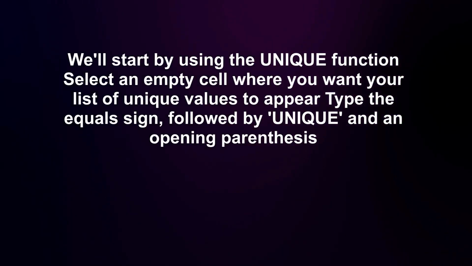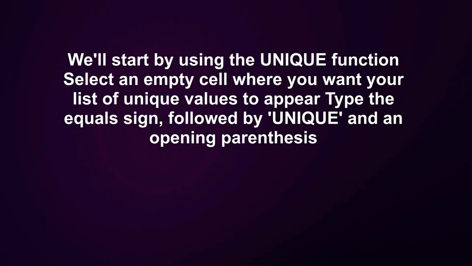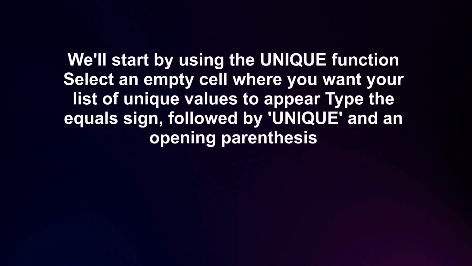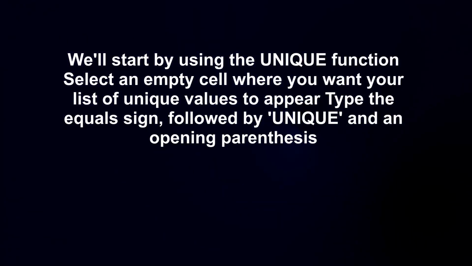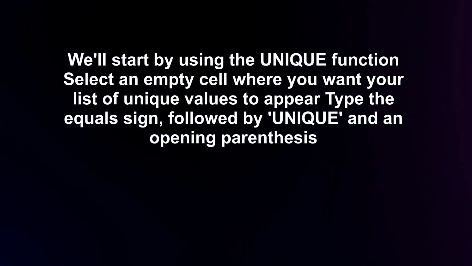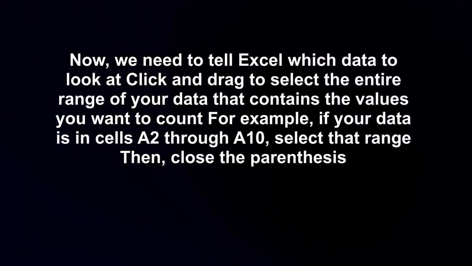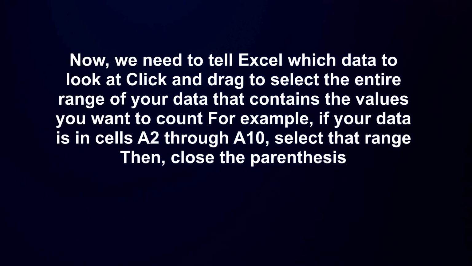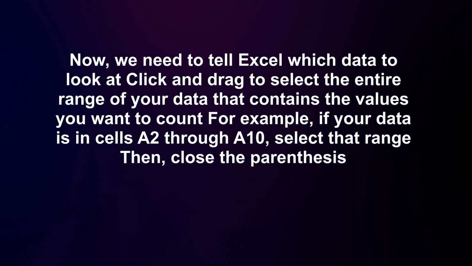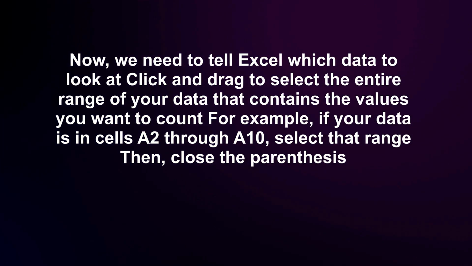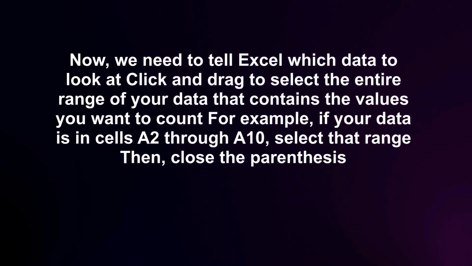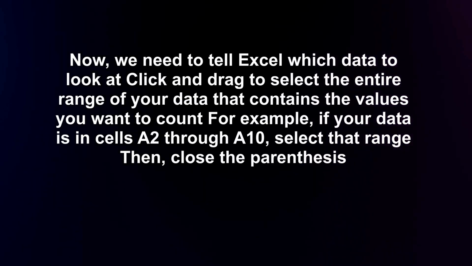We'll start by using the unique function. Select an empty cell where you want your list of unique values to appear. Type the equals sign, followed by unique and an opening parenthesis. Now, we need to tell Excel which data to look at. Click and drag to select the entire range of your data that contains the values you want to count. For example, if your data is in cells A2 through A10, select that range, then close the parenthesis.